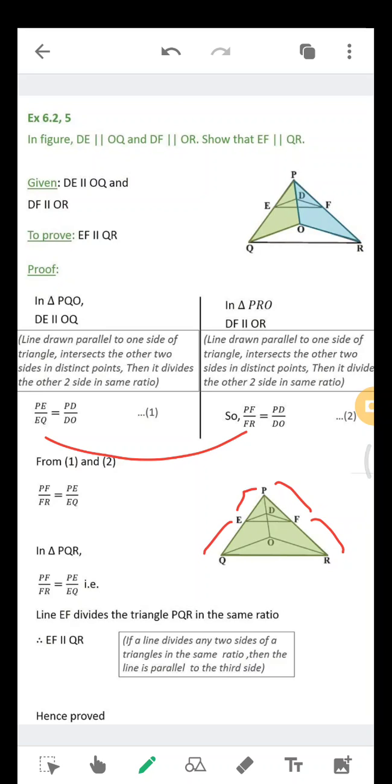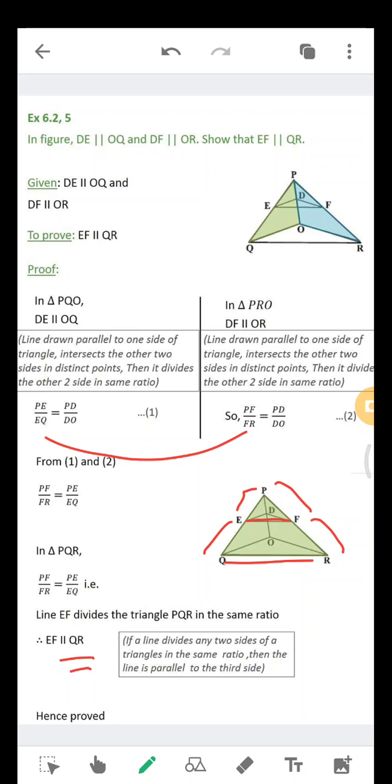So what can I say now? By converse of BPT. Okay, what does converse of BPT say? If a line divides any two sides of a triangle in the same ratio, then the line is parallel to the third side. So which line is dividing these sides in equal ratio? EF. So I can say by converse of BPT, EF is parallel to QR.